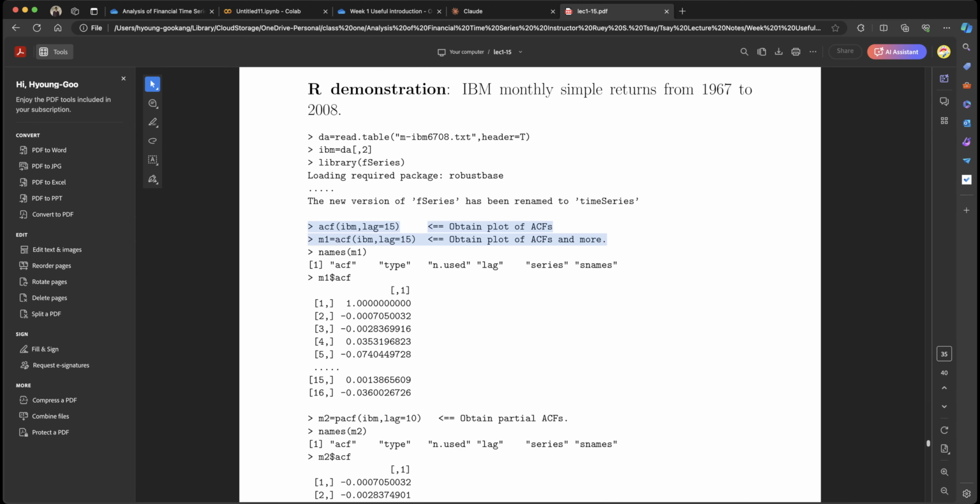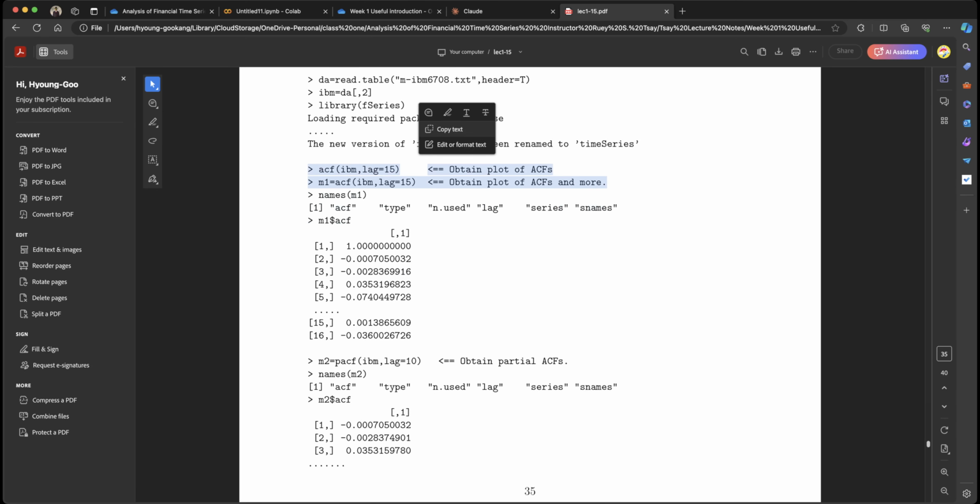So the autocorrelation function looks like this. Next, we obtain the partial autocorrelation function.